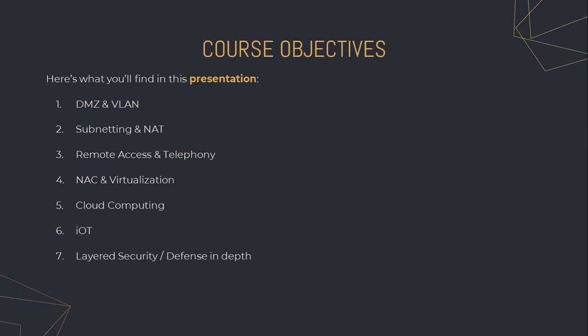So at the end of this video, you will be able to understand and learn the network components such as: we will be discussing DMZ or Demilitarized Zone, Virtual Local Area Network, Subnetting, NAT or the Network Address Translation, Remote Access, Telephony, NAC, Virtualization, Cloud Computing, IoT or the Internet of Things. And at last, we will be discussing layered security and defense in depth. And you will be learning the perimeter network boundaries that distinguish between private networks and the internet.